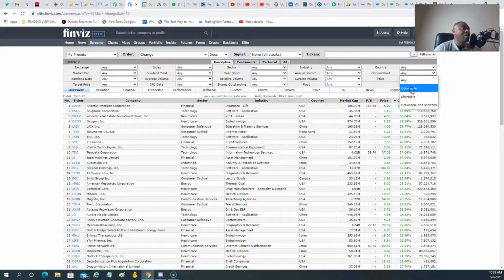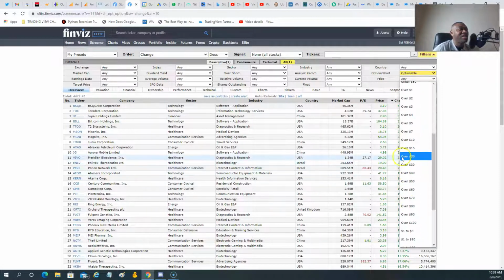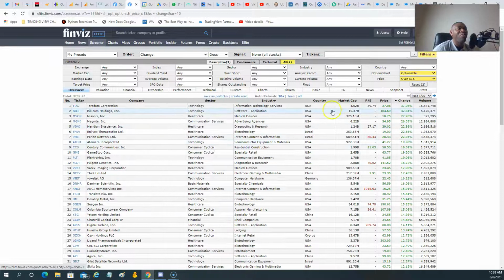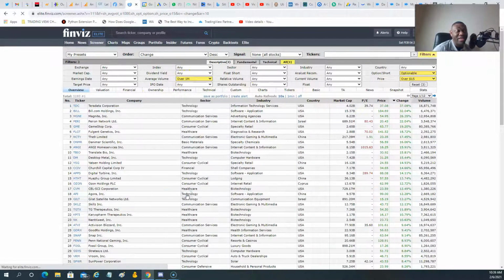So we still want things that are optionable because we trade options. We still want the price. In this case, maybe we can say the price is over 20. We want to catch things before they really heat up, let's say over $15. We want volume, because volume guarantees that there's enough liquidity for us to be able to trade that.